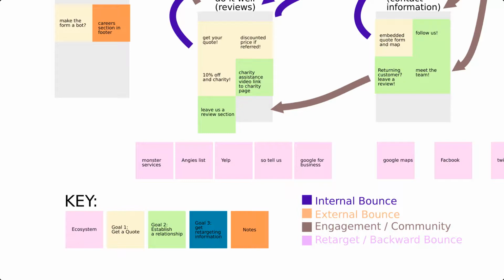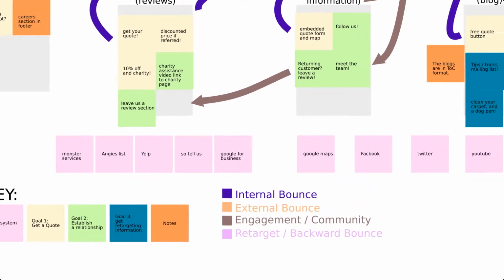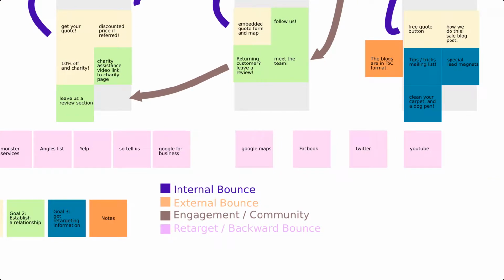We also have the arrows themselves. So internal bounce, once again, is defined as bouncing from one page to the next, hopefully within the filter. The external bounce is bouncing from your website to Facebook, YouTube, Twitter, etc. We also have retargeting going backward. So if someone's not quite ready, do you have an exit plan in mind that will move them to another page instead of just abandoning that system? And then there's the community aspect of it all as well.